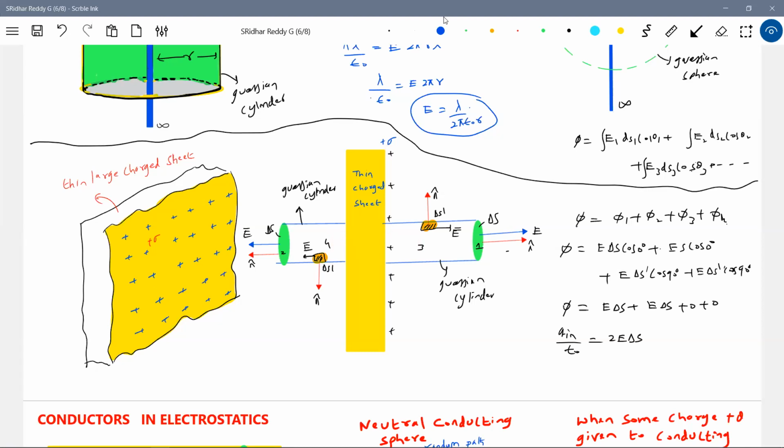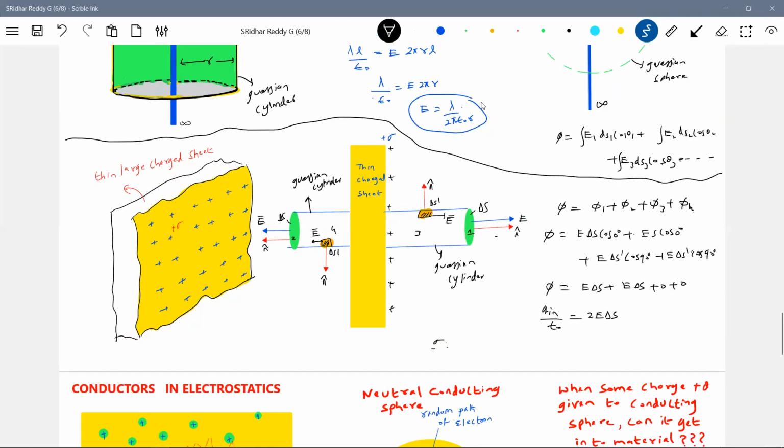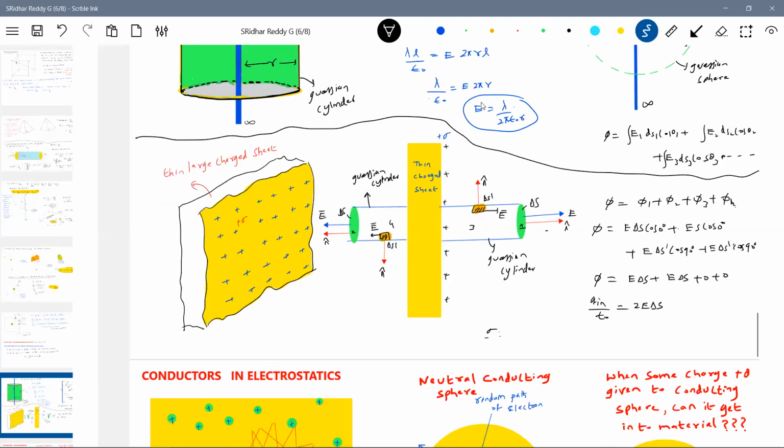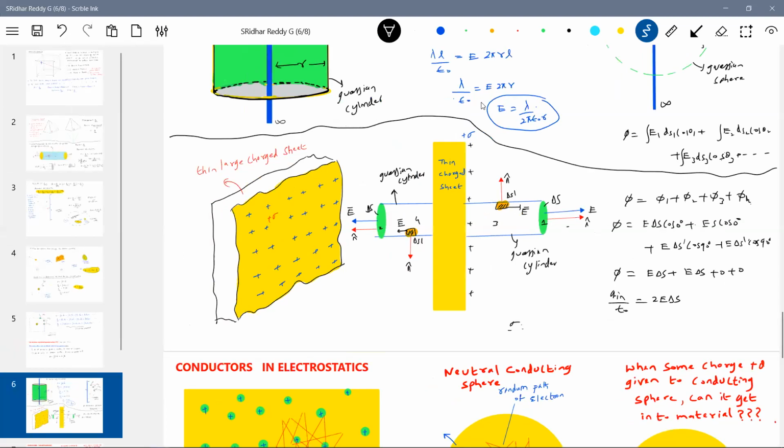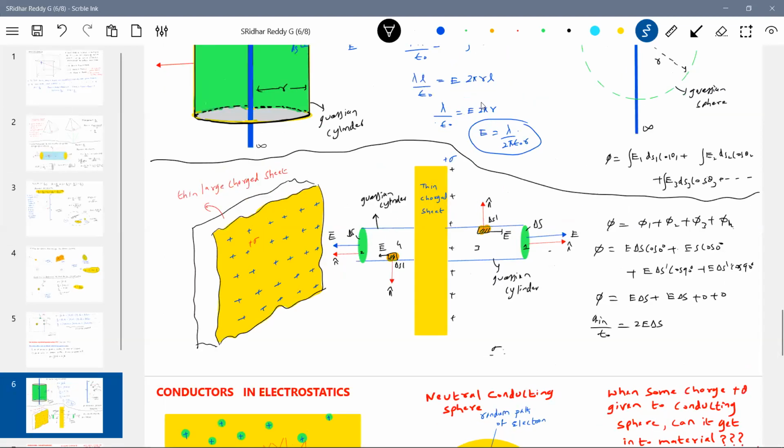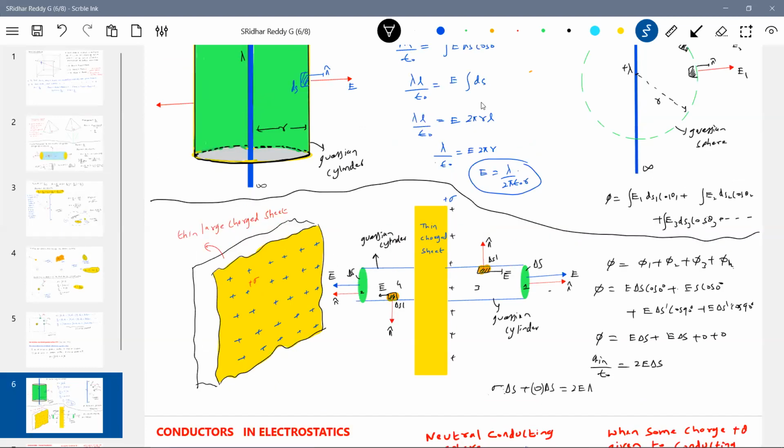The charge enclosed by this is sigma into delta S. If you stand here, what will you write? Sigma into delta S. So the expression will be sigma into delta S, and finally E is equal to sigma by 2 epsilon naught.